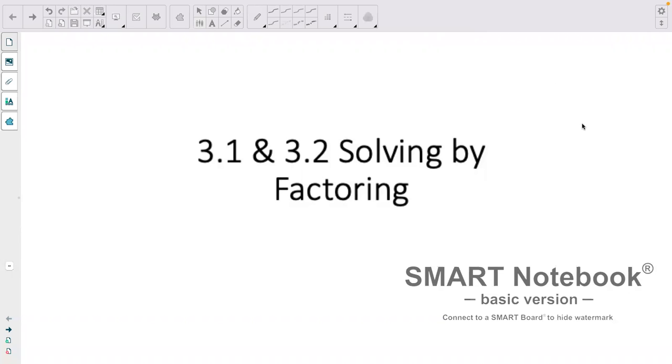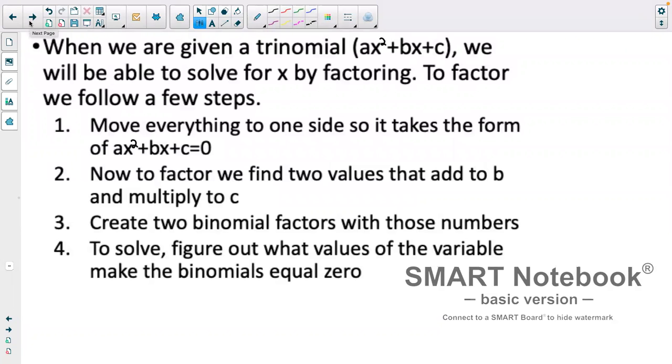Hi, today we're going over section 3.1 and 3.2, which is solving quadratic functions by factoring. When we're given a trinomial, or in other words, a quadratic, which takes the form of ax squared plus bx plus c, we'll be able to solve for x by factoring. To factor, we'll follow a few steps. The first step is make sure everything is moved to one side. So our equation takes the form of ax squared plus bx plus c equals 0.